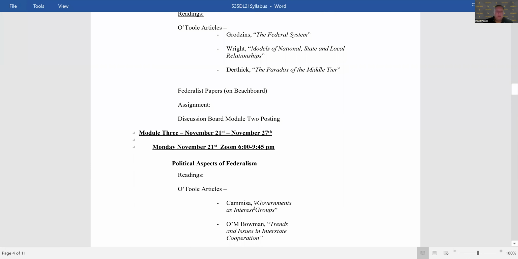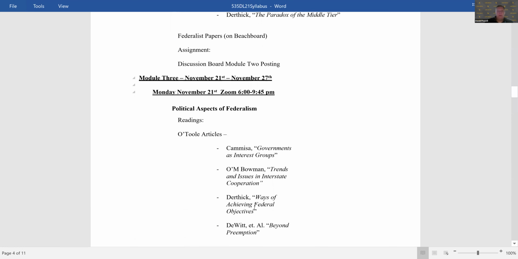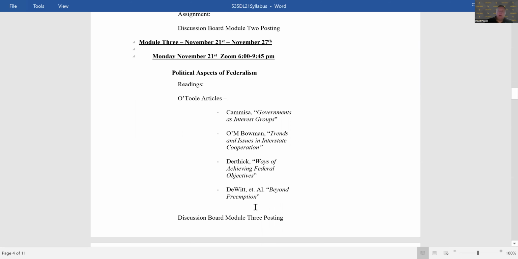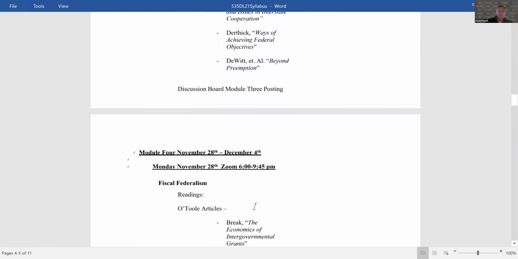Then in module 3 on the 21st, I hope all my dates are correct, we'll get into the political aspects of federalism. And we'll talk about how federalism is sometimes viewed as a political phenomenon. You'll have the article on governments acting as interest groups and lobbying Congress. You'll have an article on trends and issues in how states cooperate with each other. An article by Derthick, again, we've got a couple by Derthick in this class, on ways the federal government can achieve its objectives, and then an article on going beyond preemption, and then your third Blackboard posting.